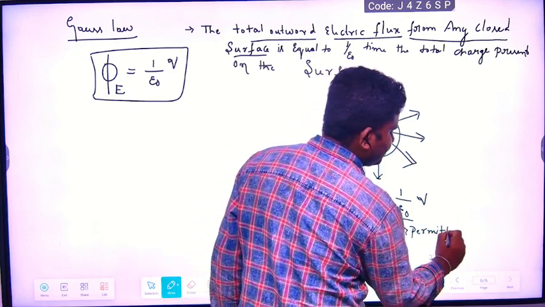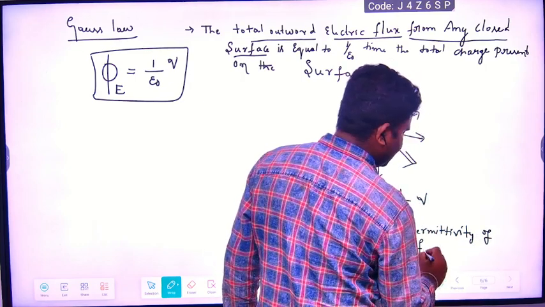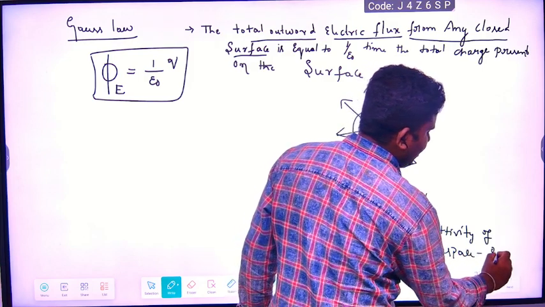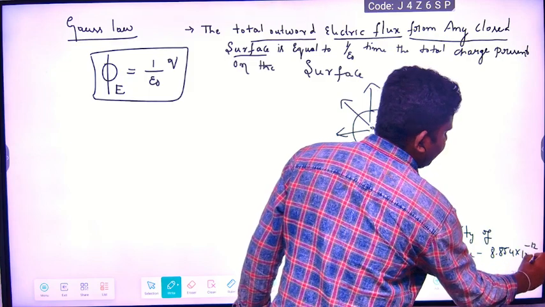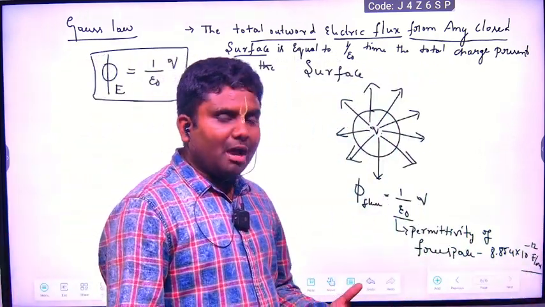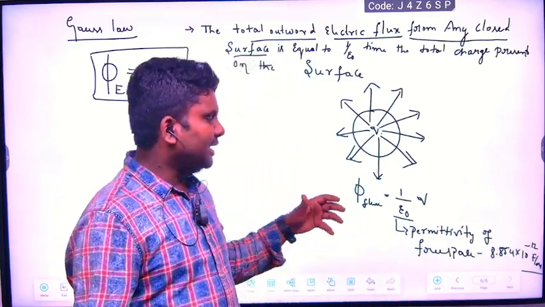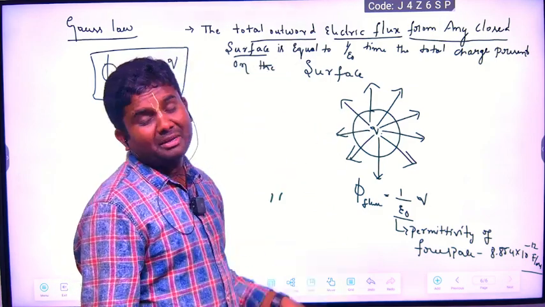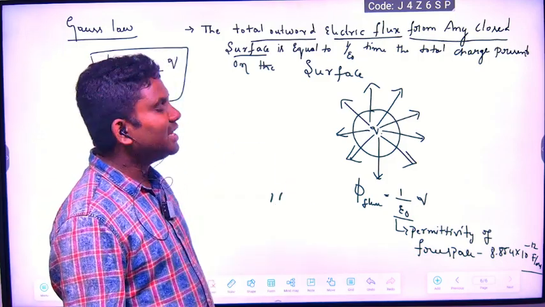Permittivity of free space. How much is its value? 8.854 into 10 to the power minus 12 farad per meter. That means, what is permittivity? It is the ability of the medium to allow the field lines to pass through it. The ability of the medium to allow the field lines to come out from that medium is what we call permittivity. So this is what we call Gauss law for any closed surface.